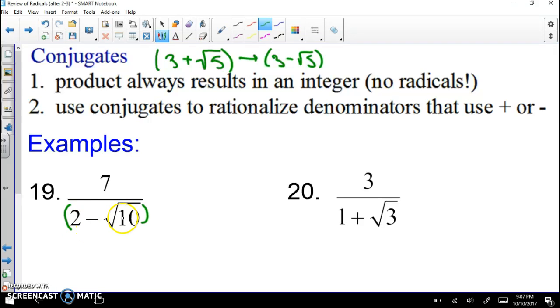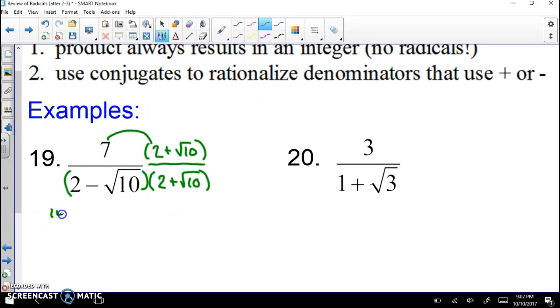So 2 minus the square root of 10, the conjugate to that, same terms, opposite sign, is going to be 2 plus the square root of 10. And just like the last section, whatever we do to the denominator, we also have to apply to the numerator. So we're also going to multiply the numerator by 2 plus the square root of 10. From here, we're taking 7 times 2, which gives us 14. 7 times the square root of 10, which we can't physically multiply together, so we just leave it as 7 times the square root of 10.